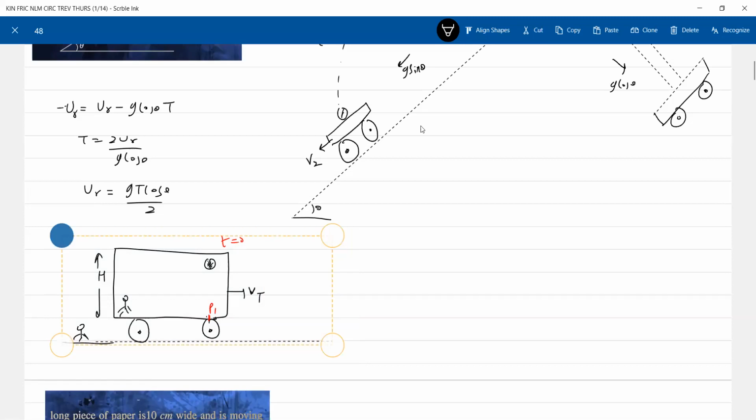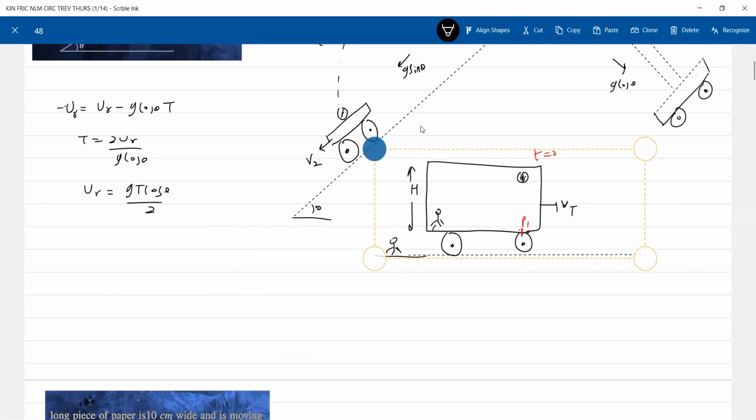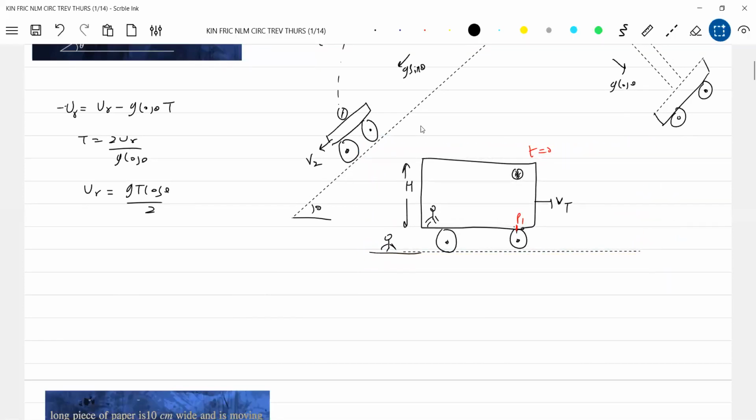With respect to the ground, I think I'll give the diagram here. It'll be easy for me. After some time, we expect the trolley will be in some other position. So let it be here.